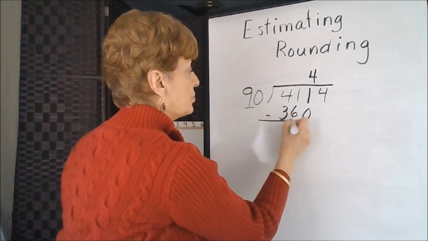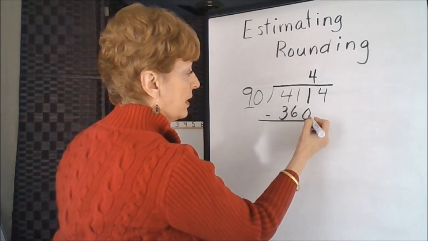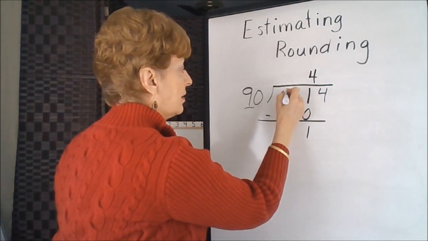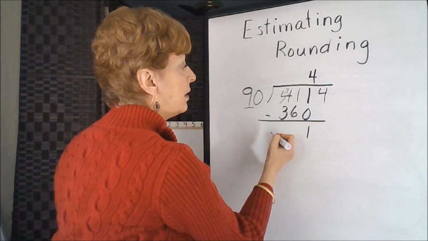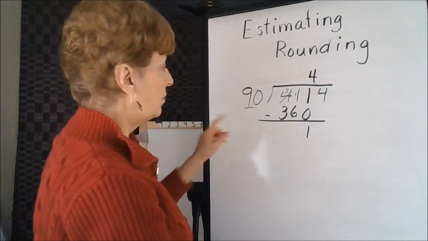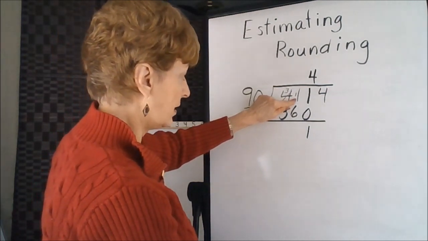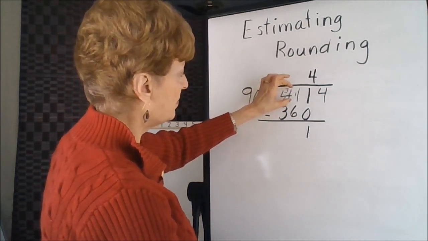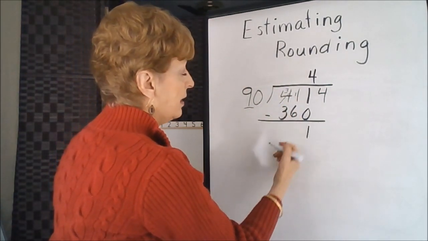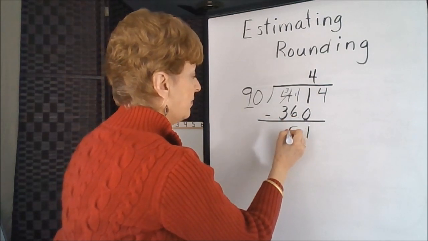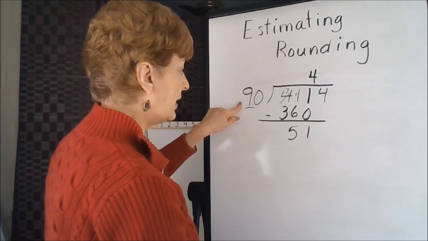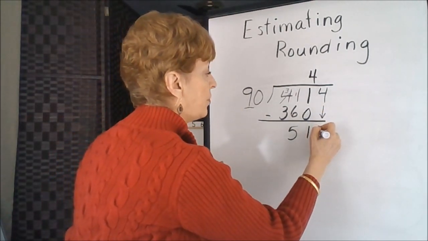This is where I can subtract. 1 take away 0 is 1. I'm going to have to borrow here. I'll borrow 100, and it comes over as 1 next into the tens column. So I'm taking that 100 and I'm giving it 10 tens. 11 take away 6 is 5. And 3 take away 3 is 0. 51 is smaller than the 90, so I can bring down my next number, 4.